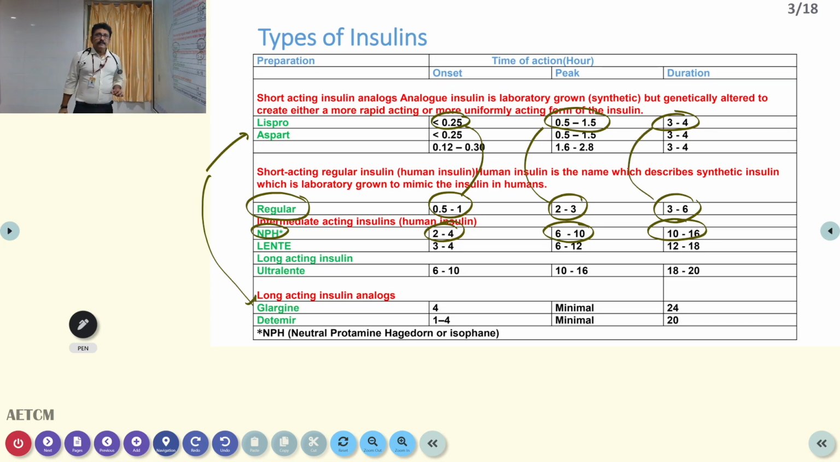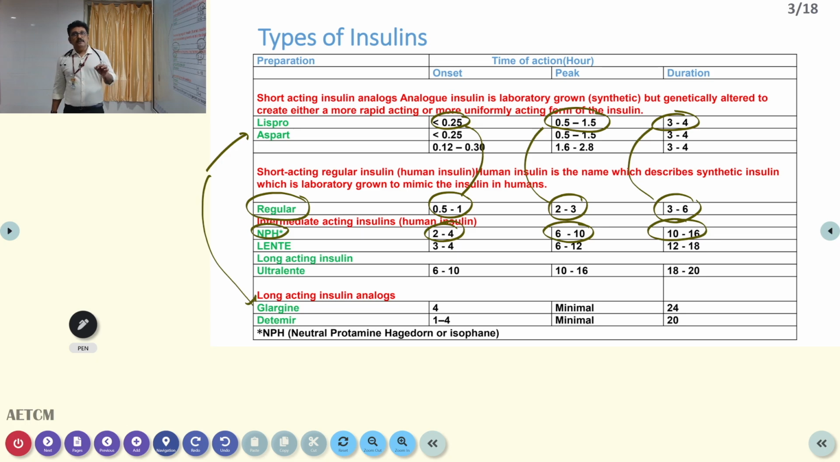If the patient is taking regular insulin, you have to take it at least half an hour before the meal. That is very important. Then only the action occurs properly. Whereas with the newer type of insulin, at least 15 minutes is enough, and the patient can take the insulin along with the food or just before the food.